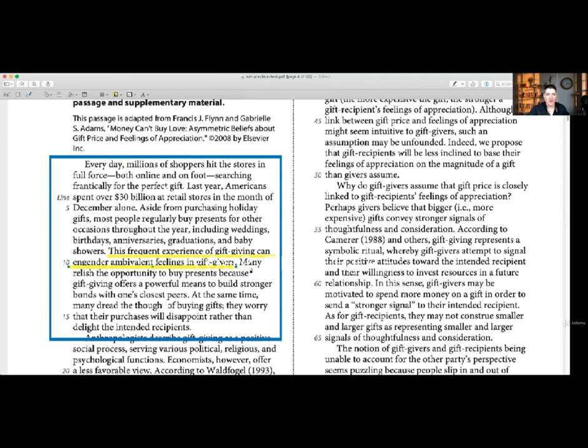So what are they? On the one hand, people love the opportunity to buy presents because it is a means to build stronger connections with others. But on the other hand, people also dread buying gifts. They're afraid of buying gifts because they worry, they have a fear that they will disappoint the others. So this is the thesis of the author, that gift giving creates contradictory feelings.